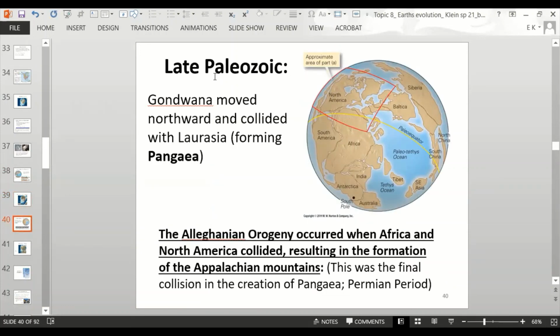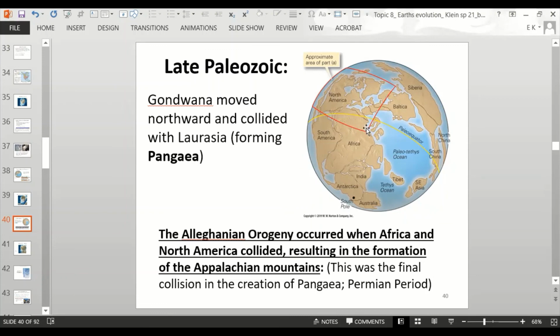And then at the late Paleozoic, Gondwana moved northward and collided with Laurasia, and that formed Pangaea. So the Alleghanian orogeny occurred when Africa and North America collided, and that resulted in the formation of the Appalachian Mountains. So here's Africa and here's North America. And once this collision happened, that formed the Appalachian Mountains, and that was the final collision in the creation of Pangaea. And that happened at the end of the Paleozoic, or we call it the Permian period.